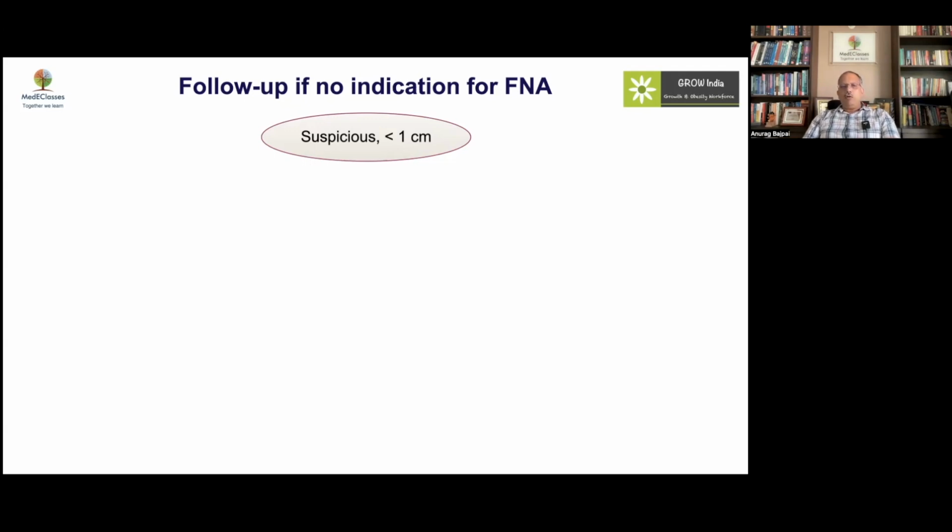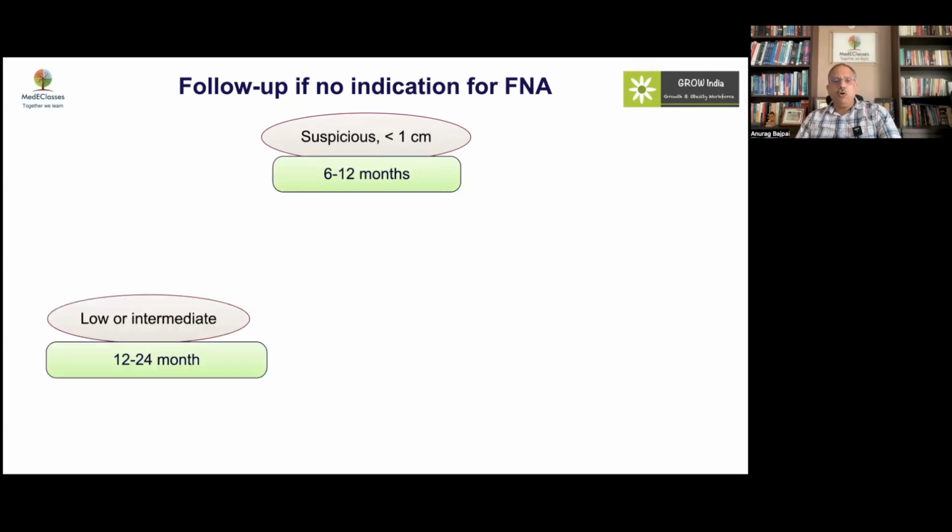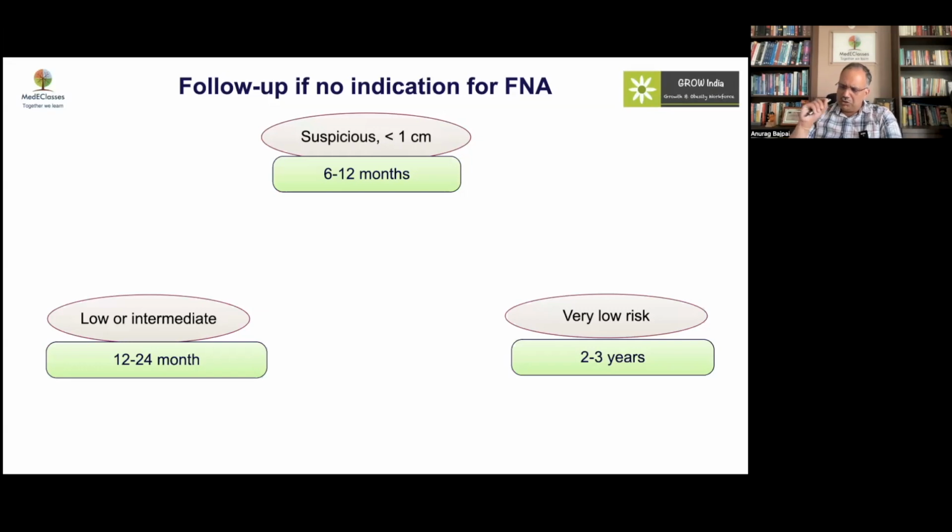So when do you follow up? If it's suspicious, but the size is less than 1 centimeter and you think FNAC is not required, follow up after 6 to 12 months. If it's low or intermediate risk, you follow up after 1 to 2 years. And if it's very low risk, maybe 2 to 3 years. So just don't say, okay, don't worry, don't come back to me. Ask them to come back.